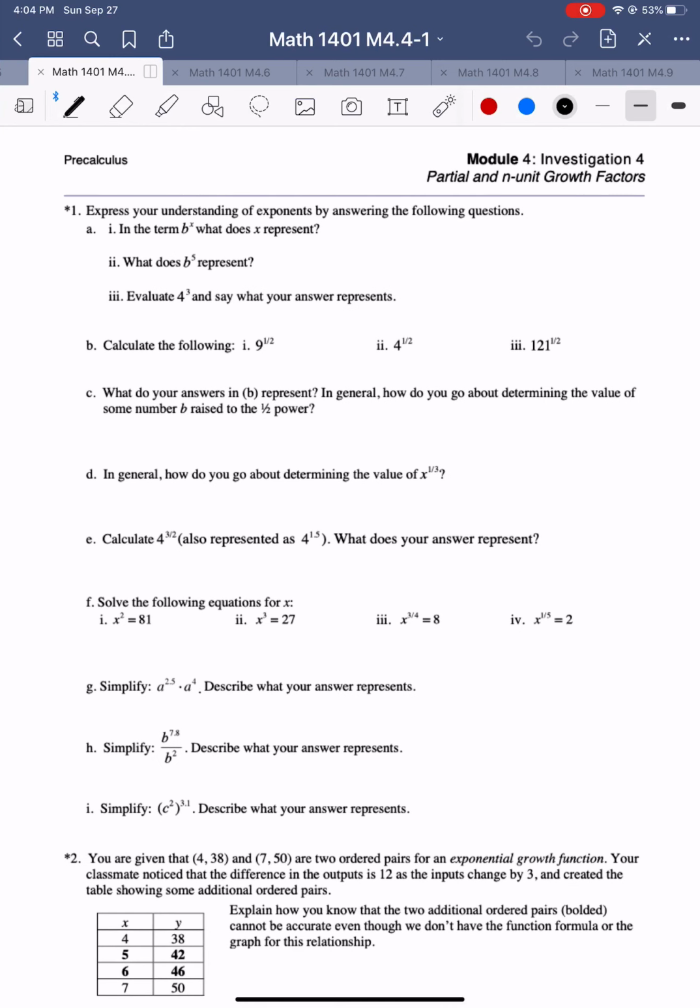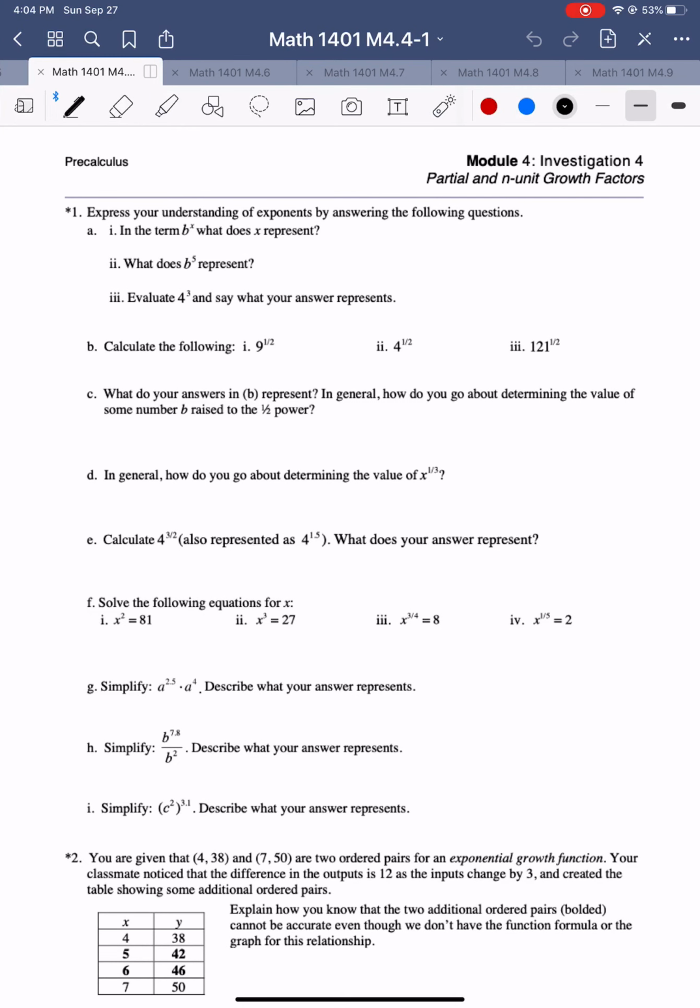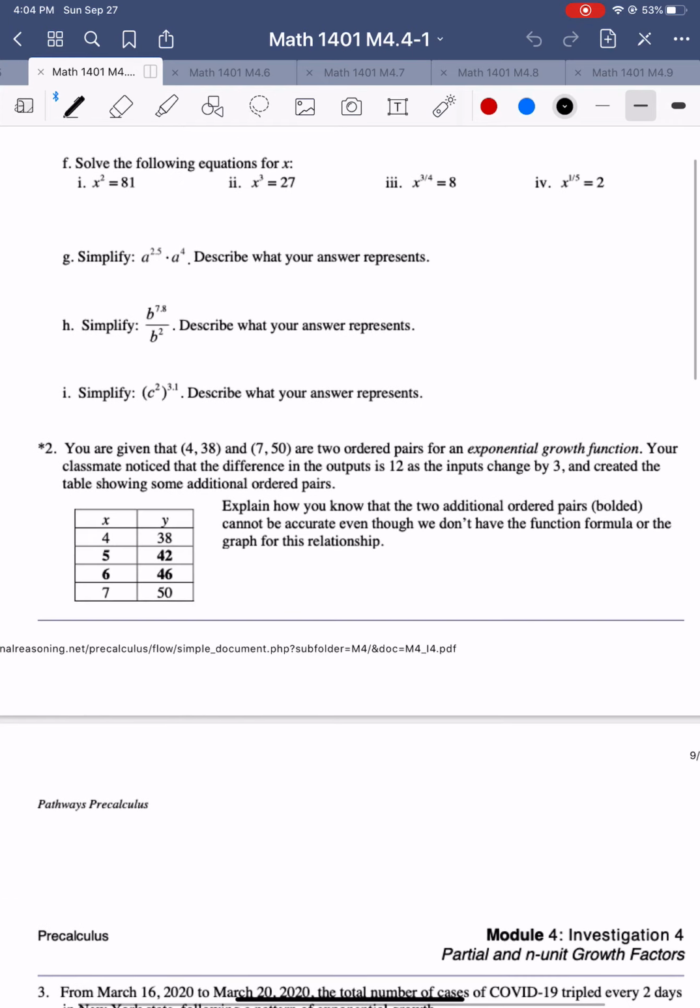This is a module for investigation 4 about partials and nth unit growth factors. So the x value could be increased by not 1 unit. It could be 2 units or 3 units or 4 units, and then also half units and 1/4 units too. So that's what we're going to think about. All right, but let's start with the number 2 first.